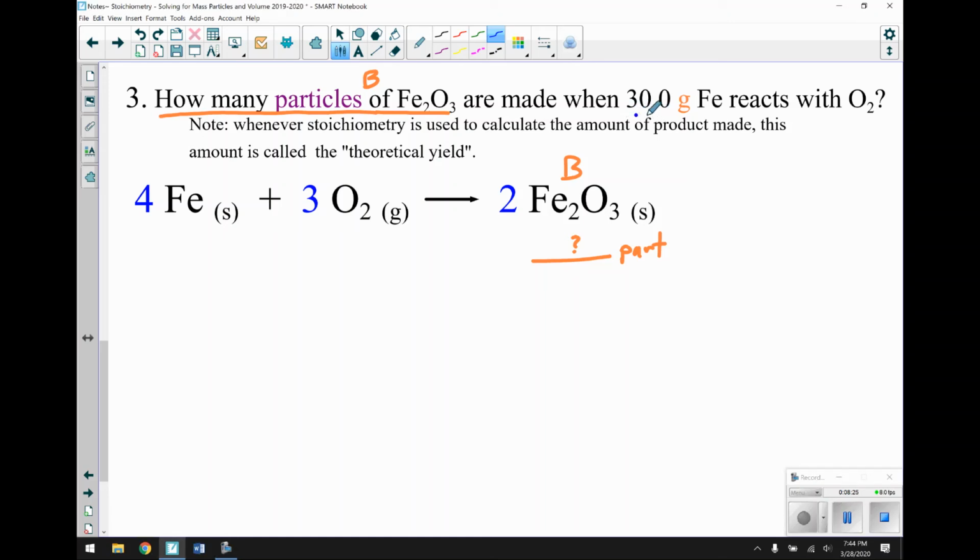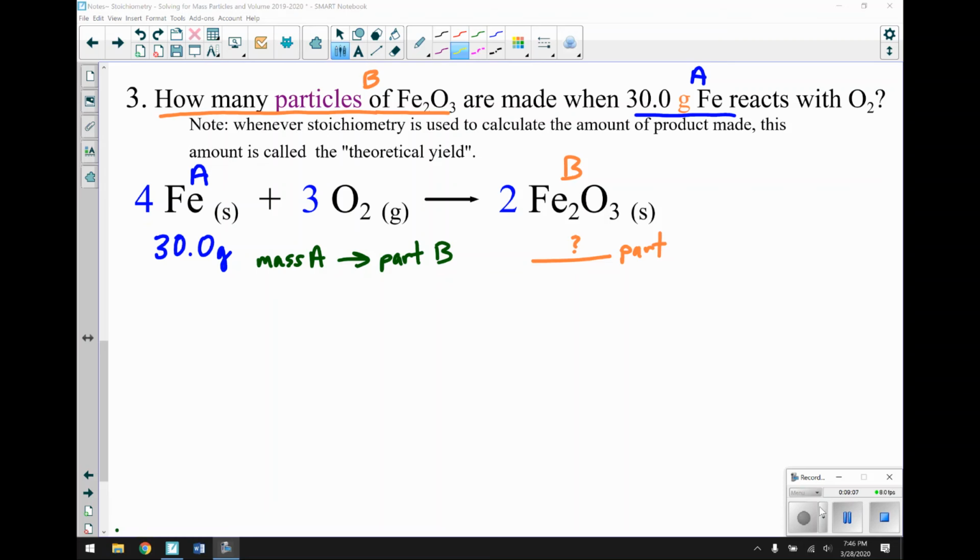How many particles will be made when 30 grams of iron react? Okay, that's my given amount once again, that same 30.0 grams of iron. This is substance A because that's my given substance. Looking at our diagnosis, this is a mass of A to particles of B stoichiometry problem. So mass, again, I'm thinking molar mass. I'm going to need the molar mass of iron. Particles for Fe2O3, I'm going to need Avogadro.